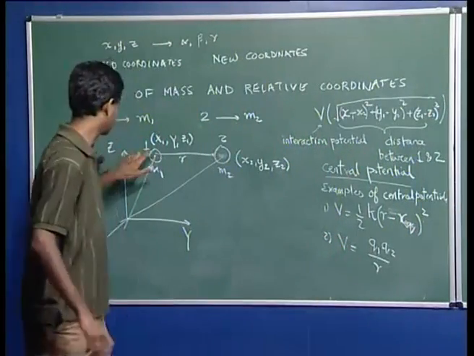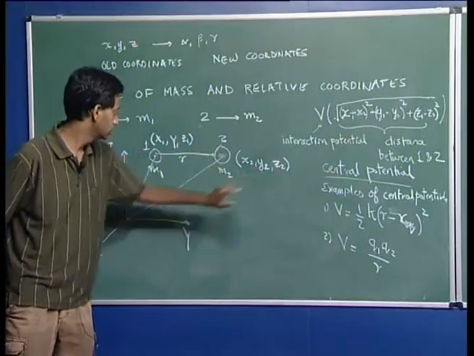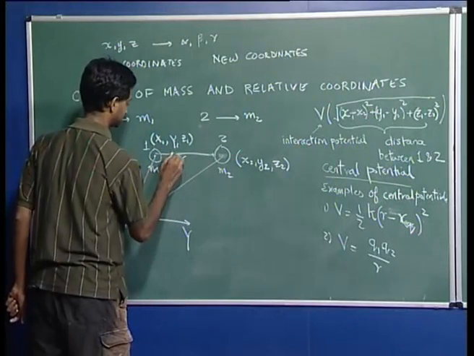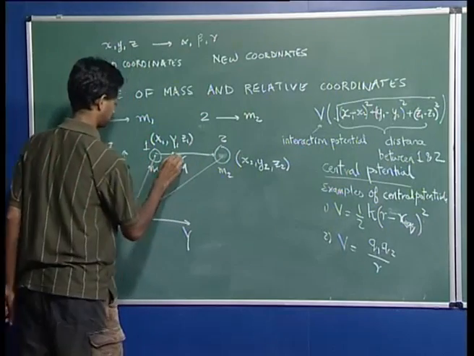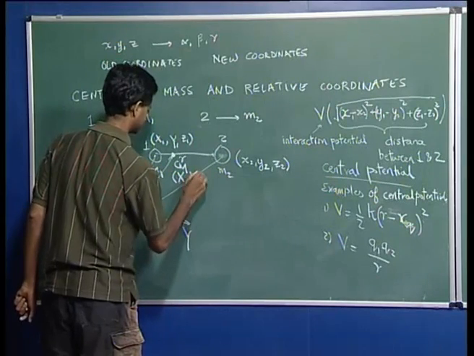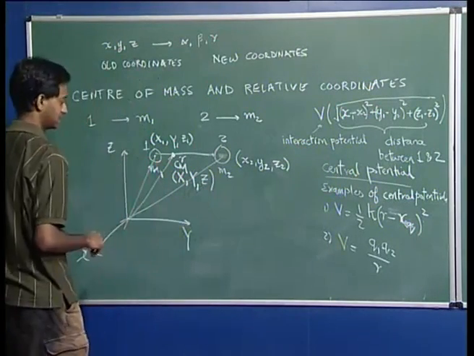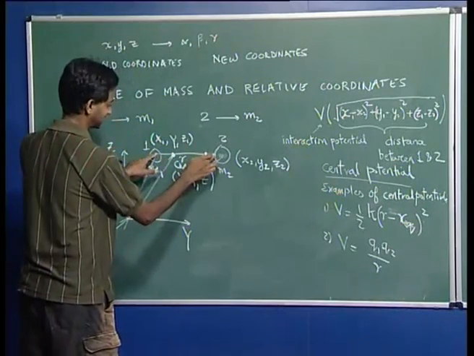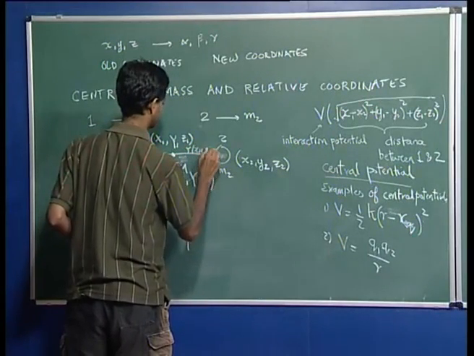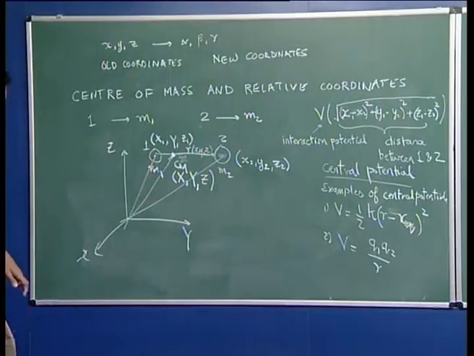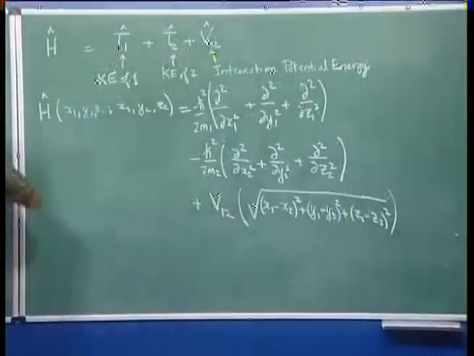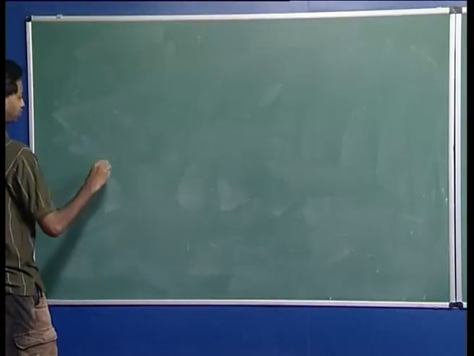So our goal is to go from x1, y1, z1, x2, y2, z2 to 2 coordinates, and of these 2, one will be the center of mass coordinate. If the center of mass of this system is here, it will have coordinates capital X, capital Y, capital Z, and the other coordinate is the relative coordinate which we represent by r, that is little x, little y, little z. So, this is the transformation we are going to do, and we will see that next.